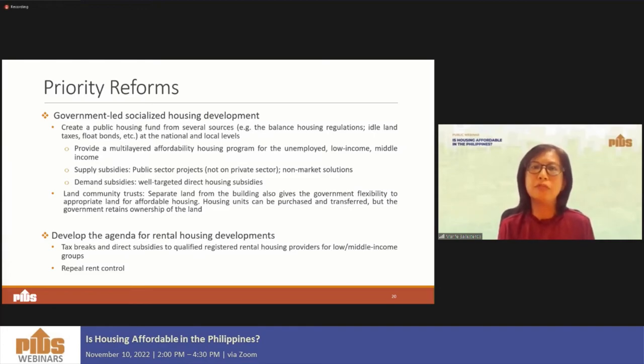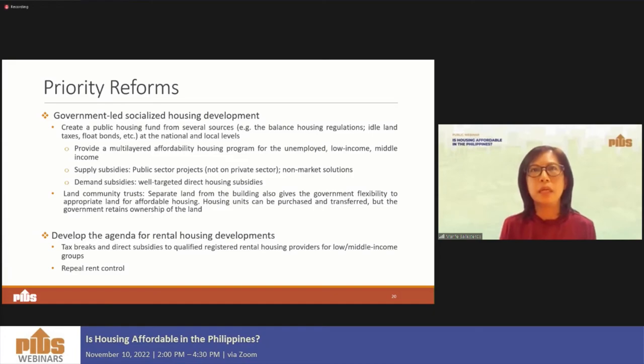You separate land from the building itself. In some countries, you can even own the building, but you can only sell it to government or whoever is managing the land trust, or it can be in the form of rental. So I think that's very important in order to have affordable housing and to retain that even in urban areas.